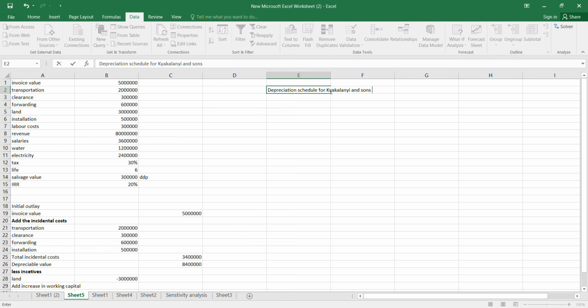Chamkalany and Sons plant. We shall have our period. We have the depreciation, then accumulated depreciation, and we shall have the net book value.